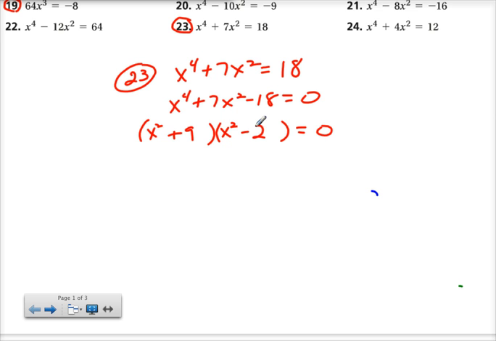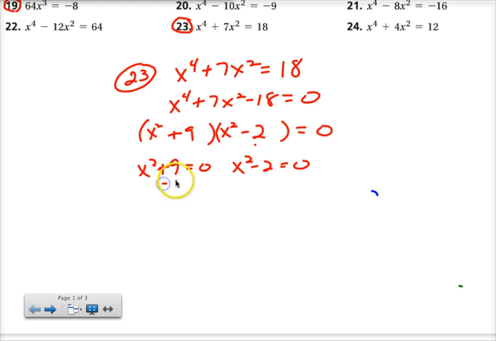So now I try to factor again, and I see you can't do that with the sum of two squares. It doesn't work. If the 2 were a perfect square, we could factor some more. But it's not. So what I have to do is set each of these equal to 0, and then find my solutions.